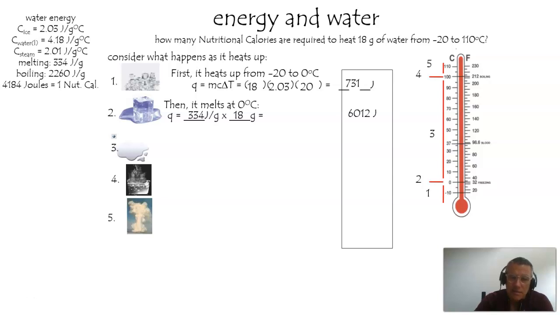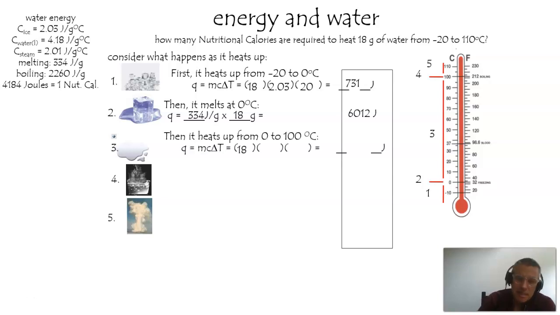Now it's at 0 to 100. So we'll do Q equals mc delta T. M is still 18 grams. C is now liquid water, so 4.18. And we're going the whole enchilada, 100 degrees. Costs us 7,000 joules. We now are ready to boil it.